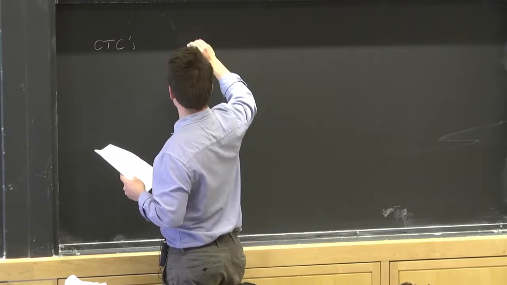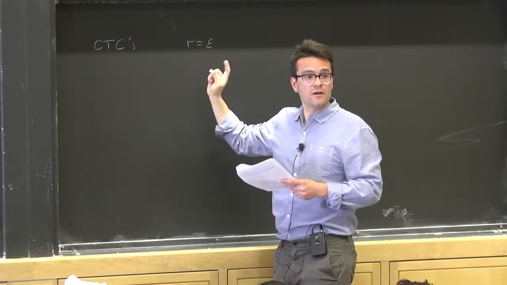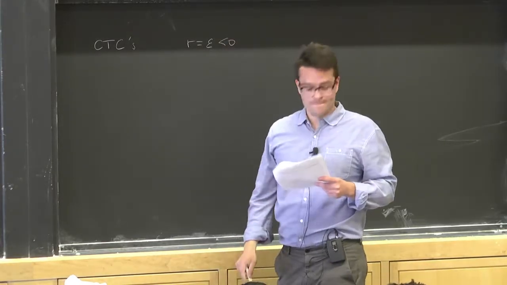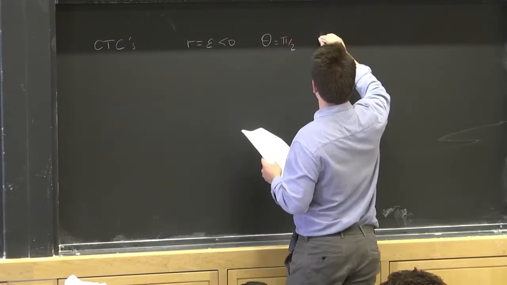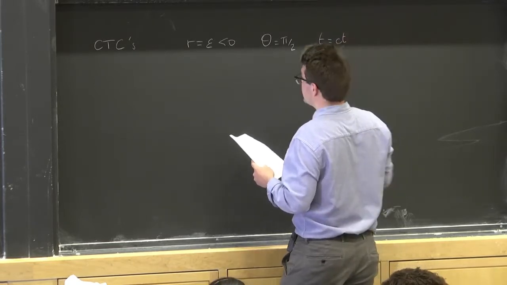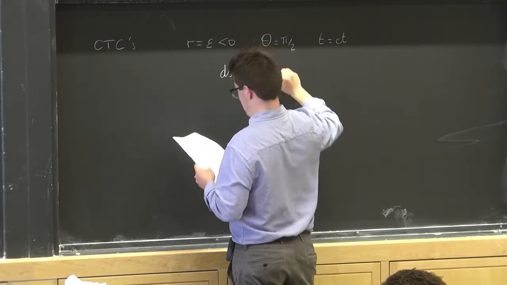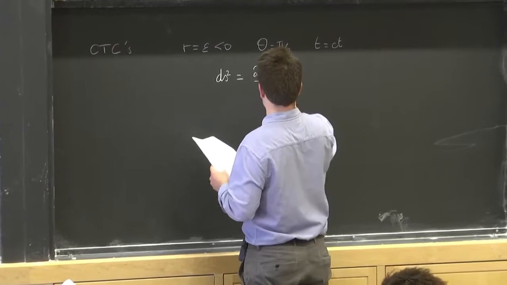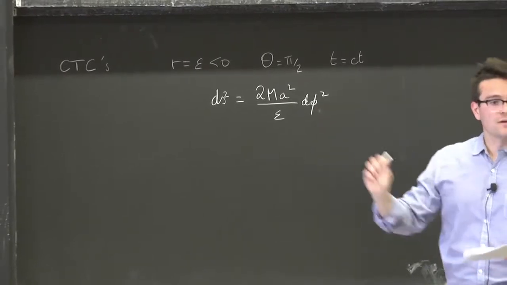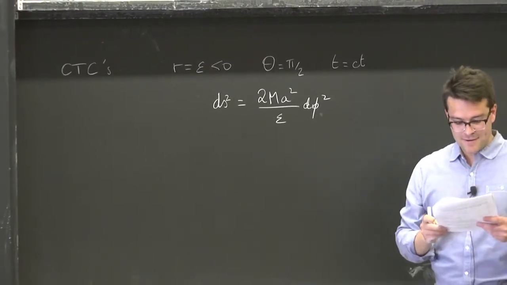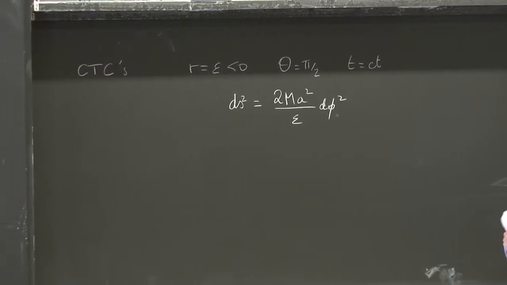So if you consider the curve, which is at some fixed r, that we take to be epsilon, a small negative quantity, and then we stay in the equatorial plane, and we take t to be a constant, then the metric along this curve, you can check, is given by 2m a squared over epsilon d phi squared. And this coordinate phi is a compact coordinate. So if you go around in phi, then you get a closed time-like curve. I think that's the argument for why.